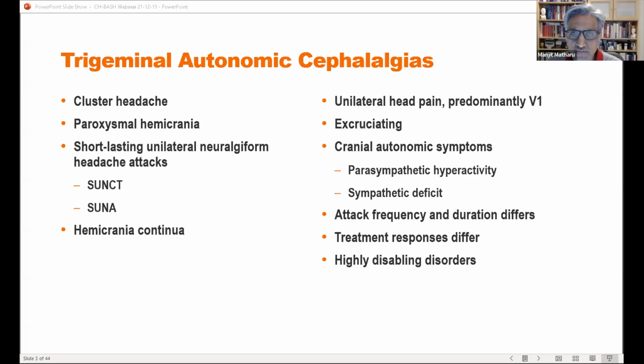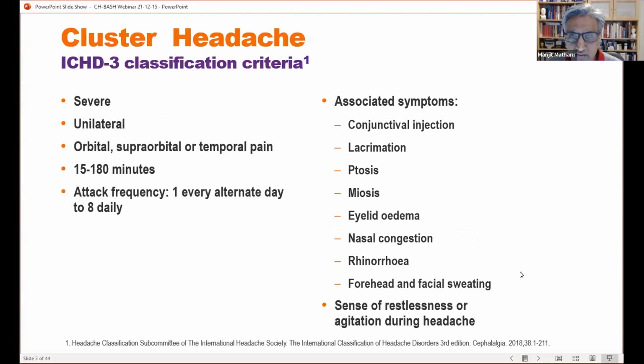duration, which then allows us to differentiate these disorders. And it's important to differentiate these disorders because their treatments differ and they're highly disabling. So let's start off talking about cluster headache and defining it. The International Classification of Headache Disorders classification criteria outlines a phenotype very well.